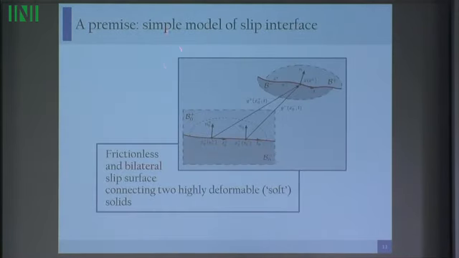This is the idea, to introduce a simple model for a slip interface connecting two solids which suffer large displacements. So we assume lack of friction, and we assume that the interface is bilateral. It means that it cannot detach. That's a strong simplification.